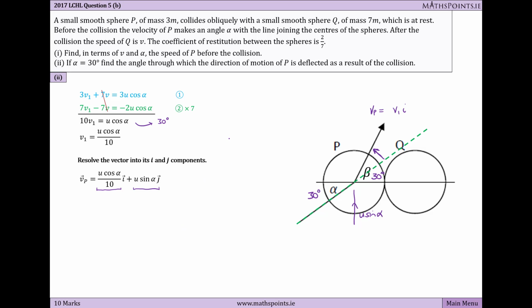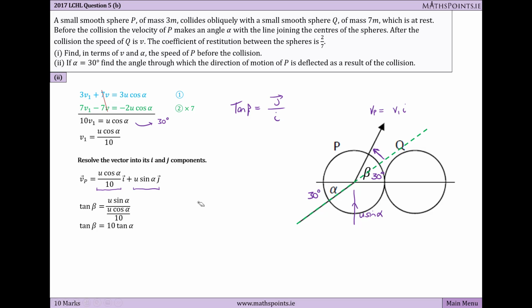To find the angle, we're going to have tan of beta is equal to the j component over the i component. So the tan of beta is equal to u sine alpha, which is the j component, over u cos alpha over 10. If we want to divide by a fraction, we can invert the fraction and multiply. So that's u sine alpha multiplied by 10 over u cos alpha. Sine alpha over cos alpha is tan alpha, and the u's cancel. So I have 10 tan alpha. So tan beta is equal to 10 tan alpha.